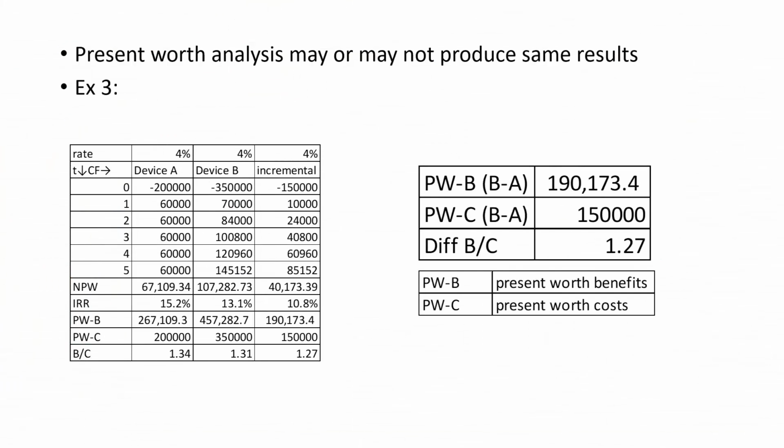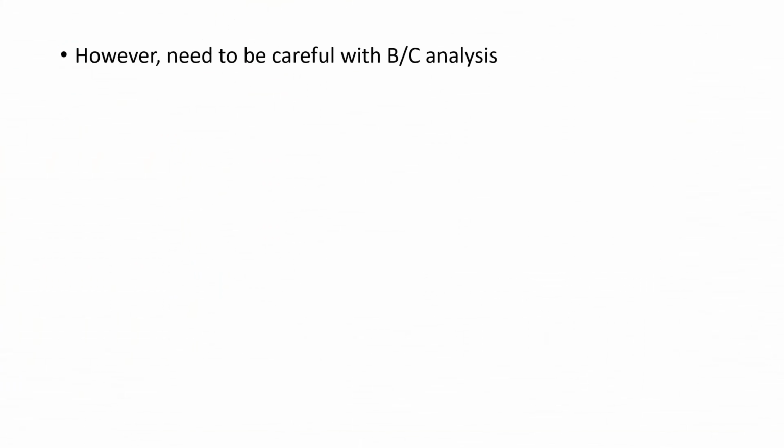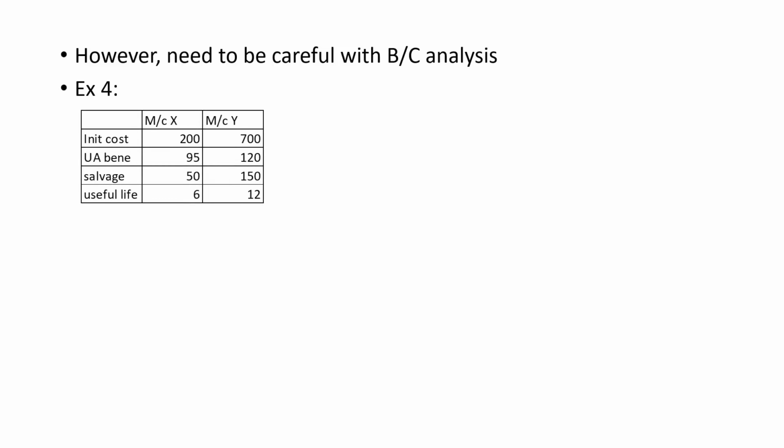Next, we have to be careful with BC analysis. So for example, in this particular case, we have two machines, X and Y. Initial cost of X is 200. The uniform annual benefits from X is 95. The salvage value is 50. Now the salvage value, one might be tempted to add it as a benefit. It's actually just a lower cost. So that's a way, and different cash flows have different interpretations. Sometimes the same cash flow can be categorized into multiple interpretations. So that's why we have to be careful with BC analysis.